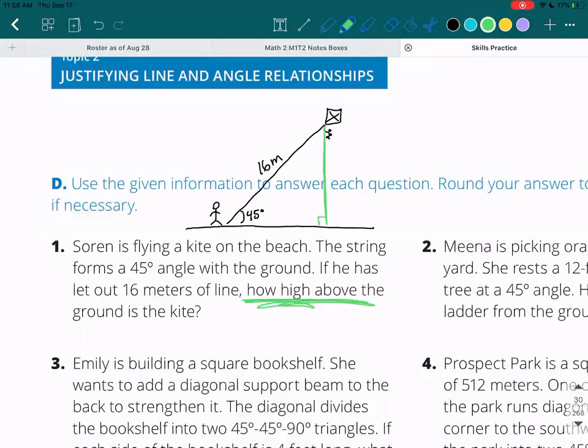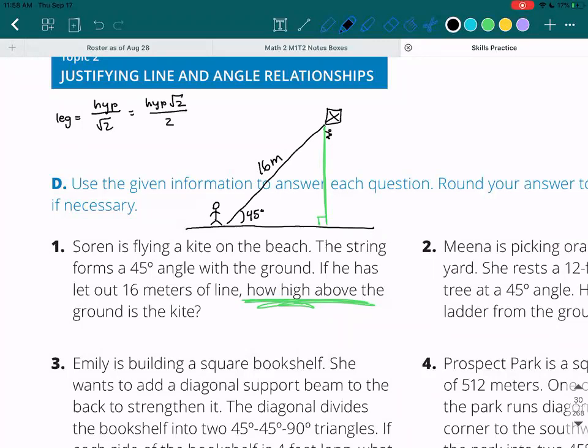We are looking for that green height. So really what we are doing is we have a 45, 45, 90 triangle, and we are looking for the leg, but we are given the hypotenuse. Just to remind you of our equations, we have leg is equal to hypotenuse over radical 2, which is equal to hypotenuse radical 2 over 2.